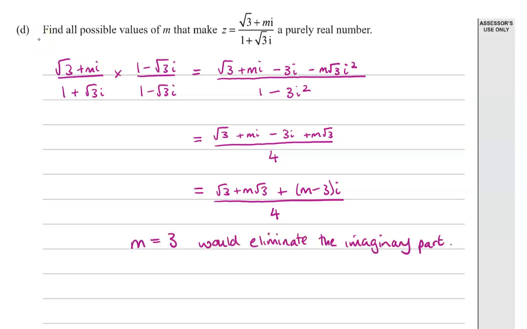So from there we can see that if we put in the value of m equals 3, we would get 0 as that coefficient of i. That would eliminate the imaginary parts. We would be left with only things that were real.